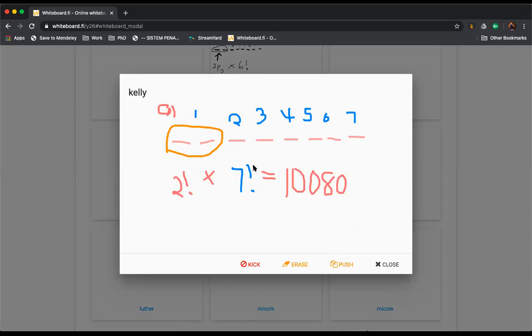I noticed that quite a number of you used 7 factorial. Because the condition says this first group is fixed in position and cannot be changed. It must be in front. If we put 7 factorial, it means this group can be here, can be here, can be here. We don't want that. What we want to vary is only from the 2nd to the 7th. Only the second person to the seventh person can change. That's why it should be 6 factorial and not 7 factorial.